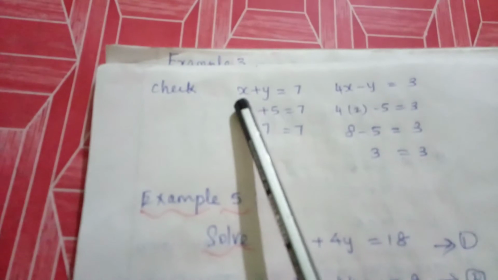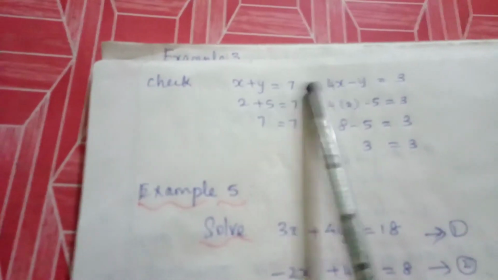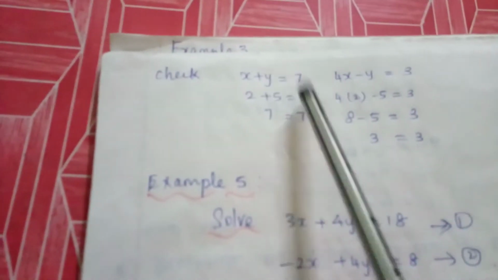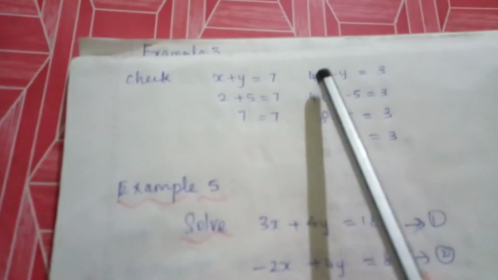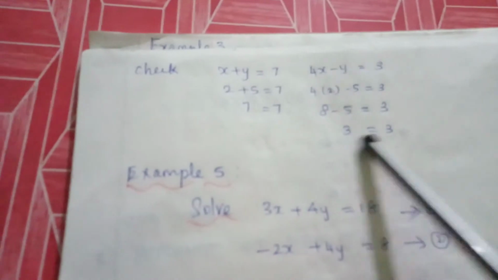Then we can check whether the values we found for x and y are correct. x plus y equals 7: substituting x equals 2 and y equals 5, we get 7, so 7 equals 7. Similarly, 4x minus y equals 3: substituting x equals 2 and y equals 5, we get 8 minus 5, that is 3, and 3 equals 3.